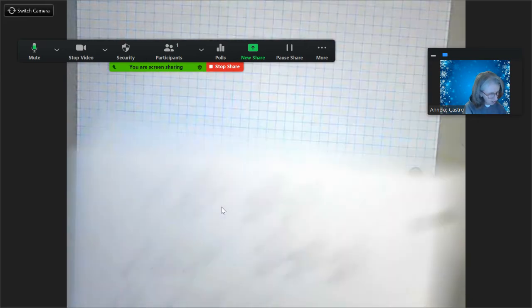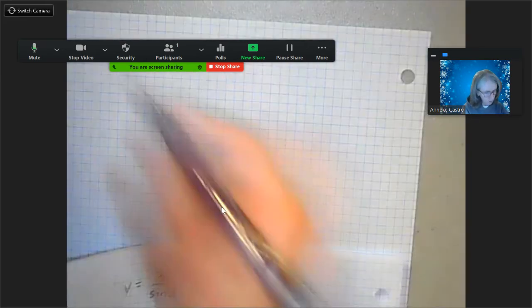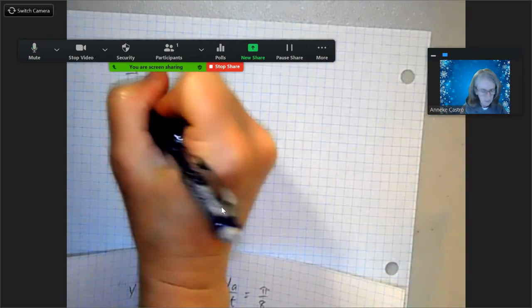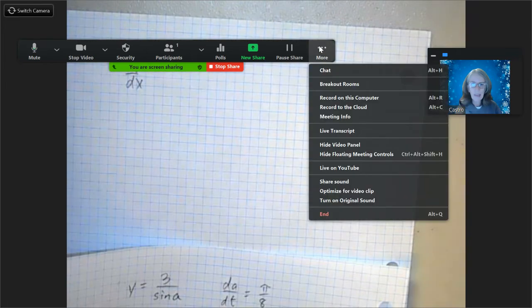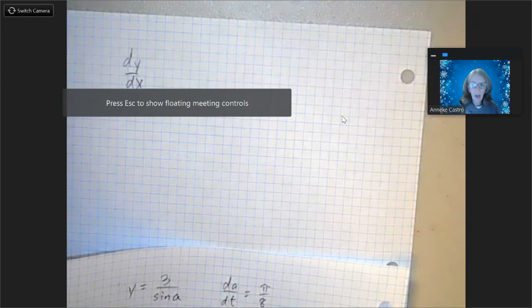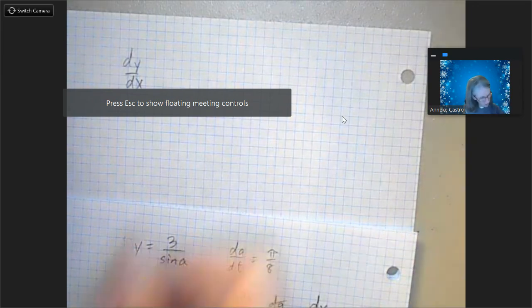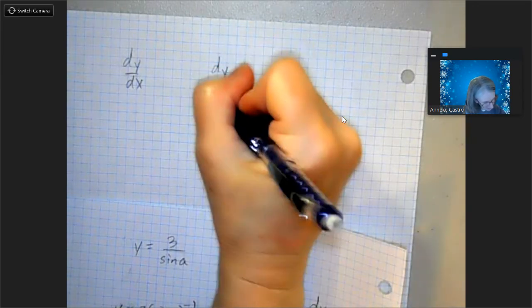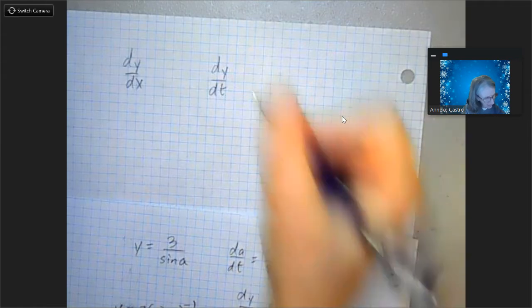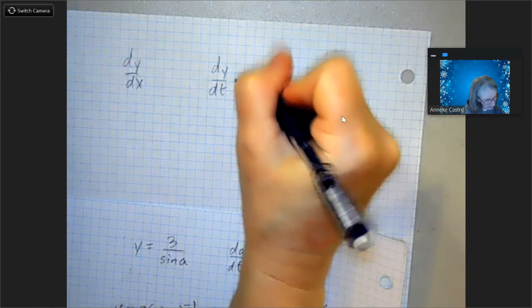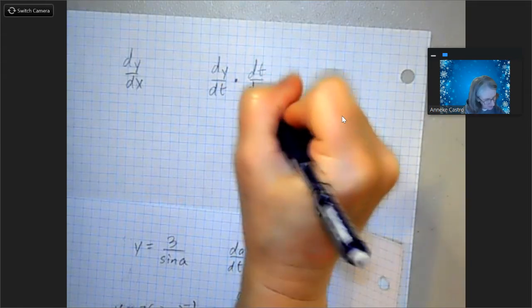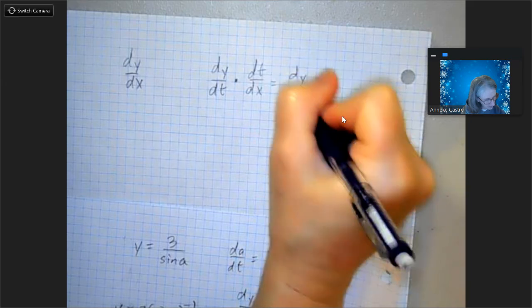Okay, so now they want me to find dy/dx. Oh, let me hide this bar. It's in the way. There we go. So I want to find dy/dx. So I just found dy/dt. I know what that is. And if I can multiply that by dt/dx, I'll be left with dy/dx.